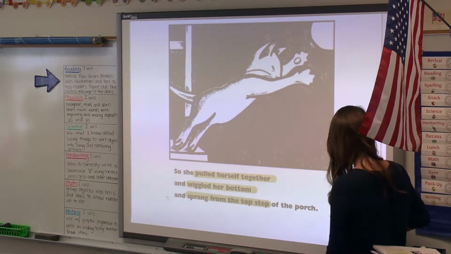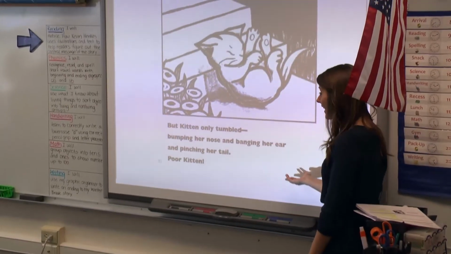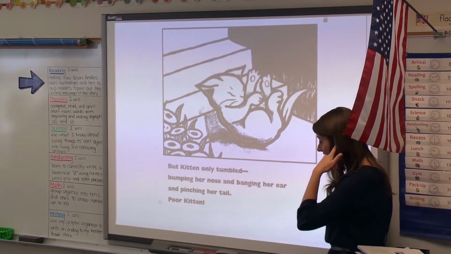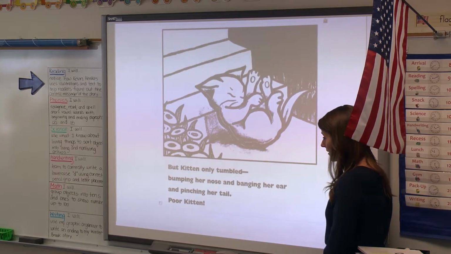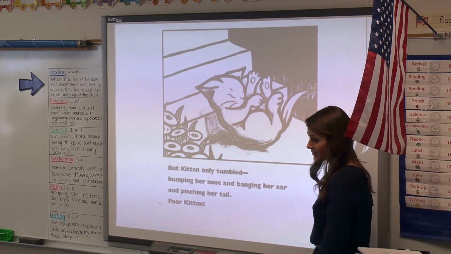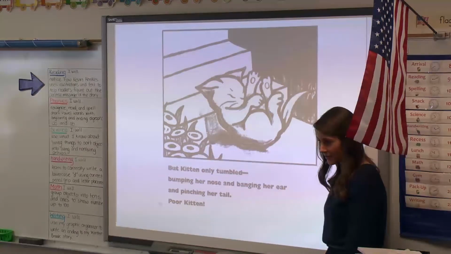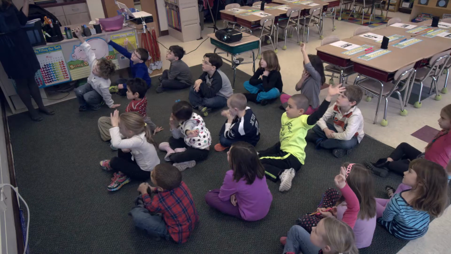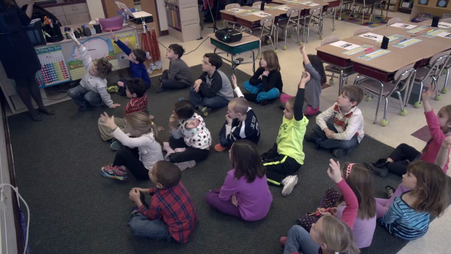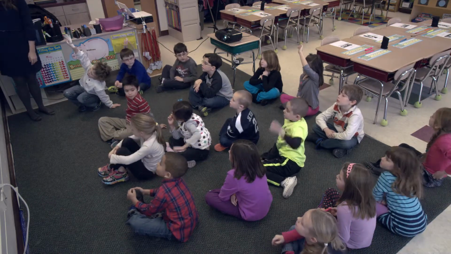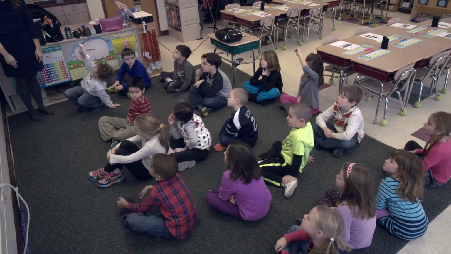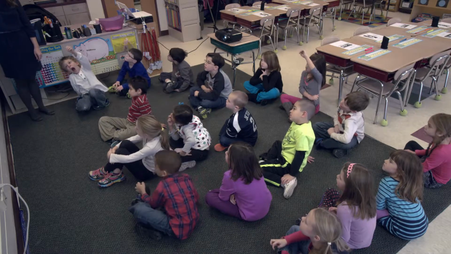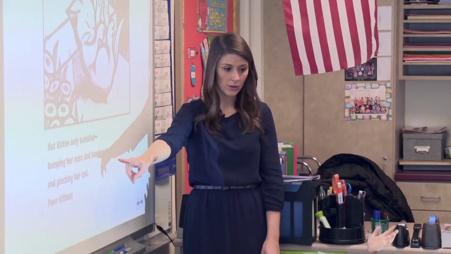Okay, so she tried all those things, but Kitten only tumbled, bumping her nose, banging her ear, and pinching her tail. Poor Kitten. Raise your hand if you can tell me what words Kevin Henkes uses on this page to tell us what happened to Kitten. What happened to her this time? Dennis? Roll down the step. Well, the picture is showing us she rolled down the steps, but I'm wondering what words did Kevin Henkes use? What words can I highlight?